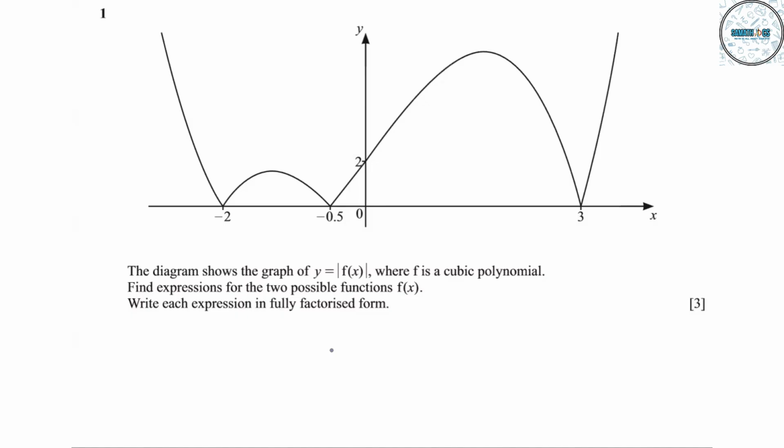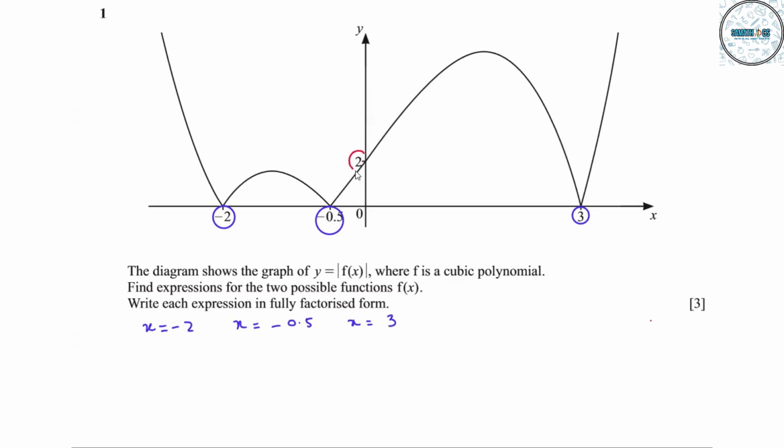First of all, we will find out what the x-intercepts are. If we see, this is minus 2 over here. Here it is minus 0.5. And here is 3. And all these are x-intercepts. So x is equal to minus 2, x is equal to minus 0.5, x is equal to 3.